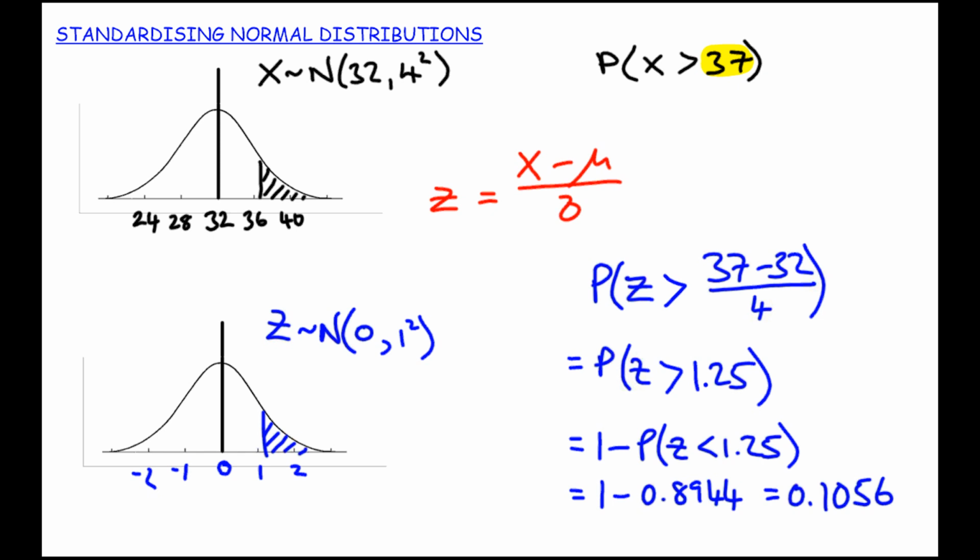This is how we're going to standardize any normal distribution into one that we particularly want to work with. Then we can make use of the tables and work out from there.